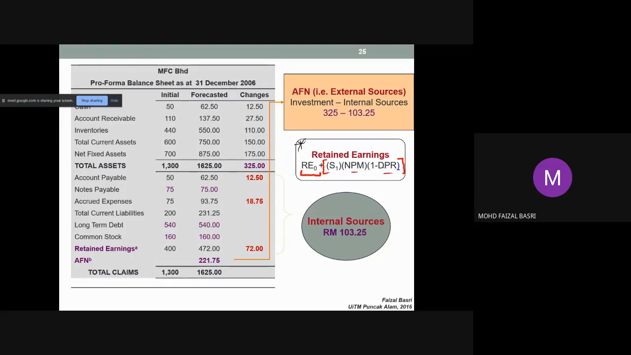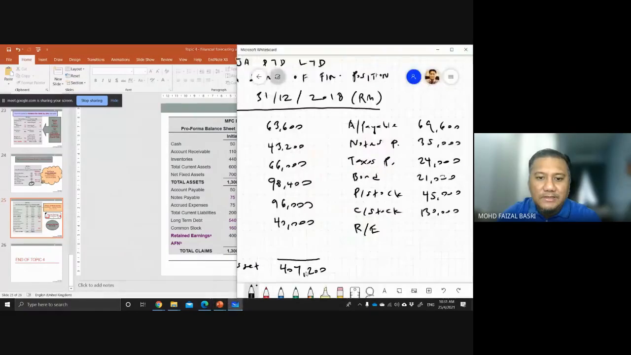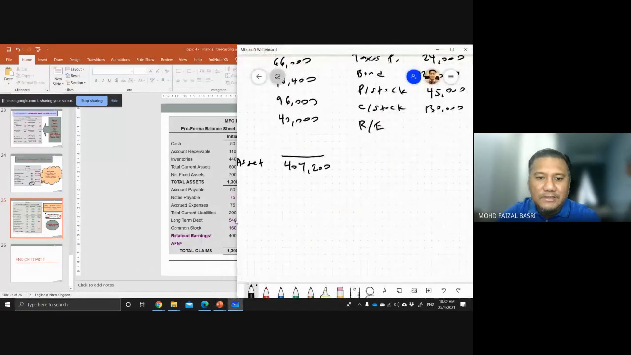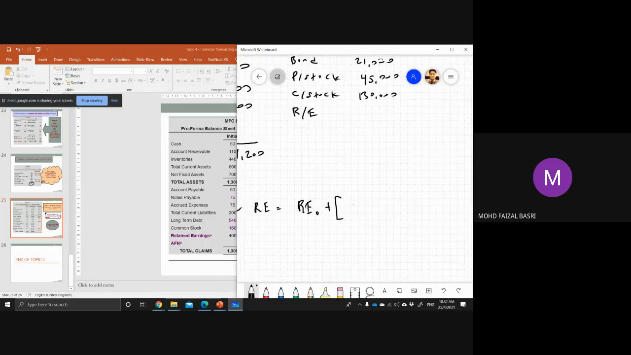So we have 1, 2, 3, 4 elements in order to get the retained earnings. Okay, bear with me a moment, I know it's already 10:31, just give me a few minutes. So to find new RE, the formula, I recap, RE0, which is the original RE from the question, plus, okay, the bracket: new sales, okay, that's why we need to know the new sales for 2018, multiplied by net profit margin, multiplied by 1 minus DPR.